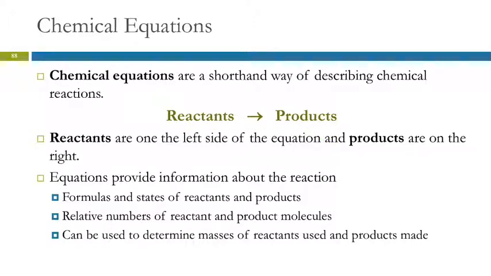There's a lot of information in a chemical equation. We have the formulas of the reactants and products. Oftentimes we'll have the states: gas, liquid, solid. We have the relative numbers of molecules for each reactant and product. And from that information, we can figure out masses of reactants used and products made.